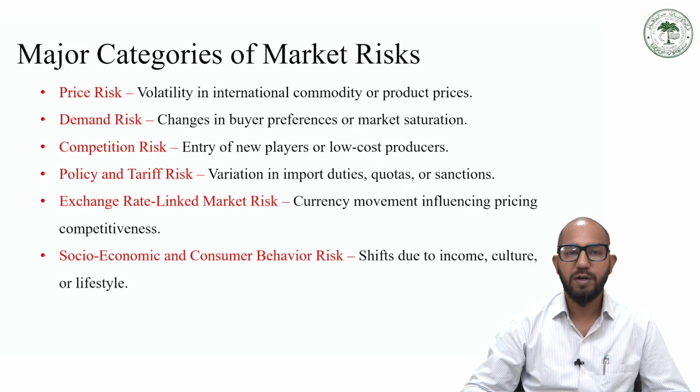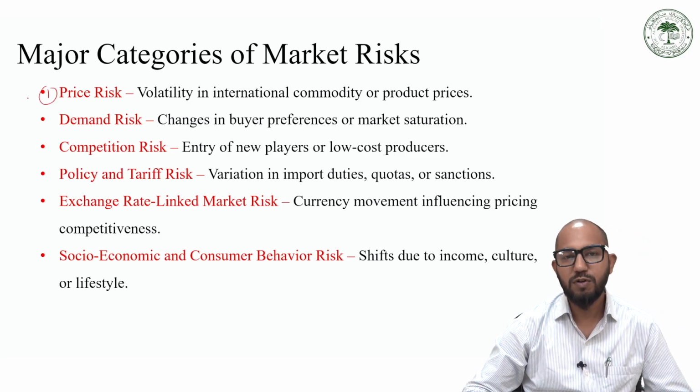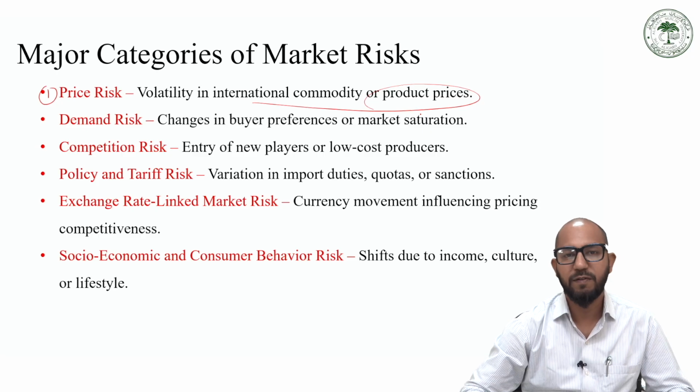Let us now try to focus on major categories of market risk. This helps an exporter to determine the exact issue with any type of risk. The first is the price risk, which is because of volatility in international prices. At the international level, that is global markets, commodity prices change very frequently, and that is known as volatility in international commodity or product prices.